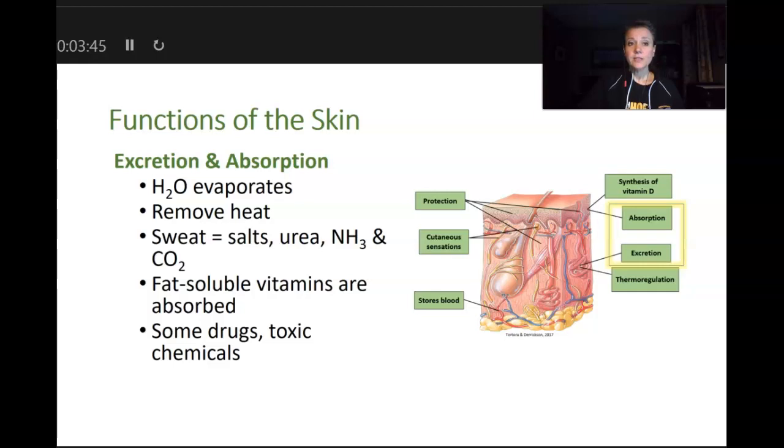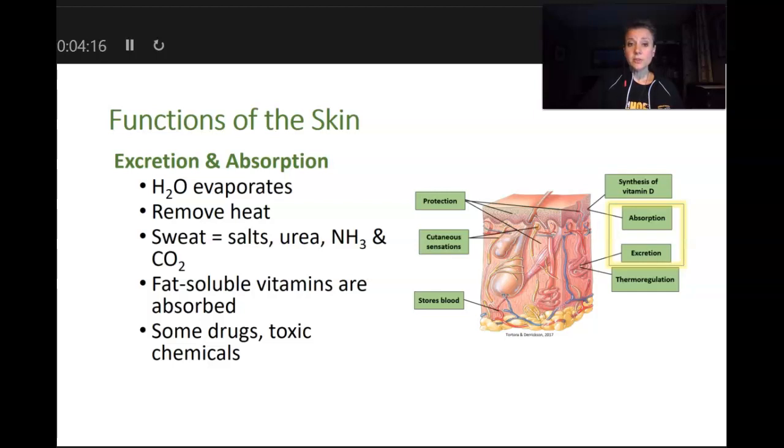Our skin is also going to allow water to evaporate from our sweat. That's going to help us to remove heat. Our sweat is also going to contain some waste products like ammonia and urea and salts, and even a little bit of carbon dioxide. So our skin is going to perform a function of excretion.